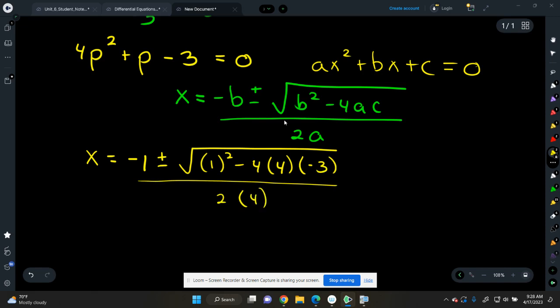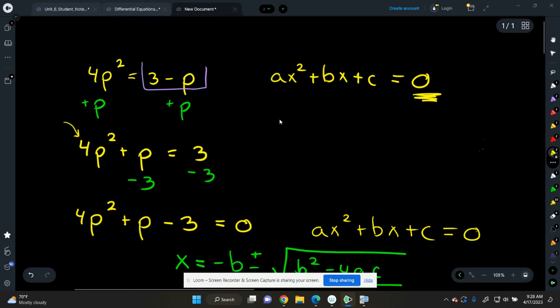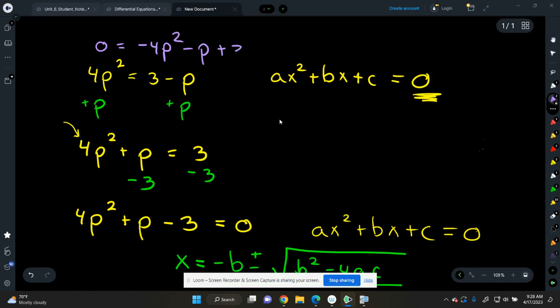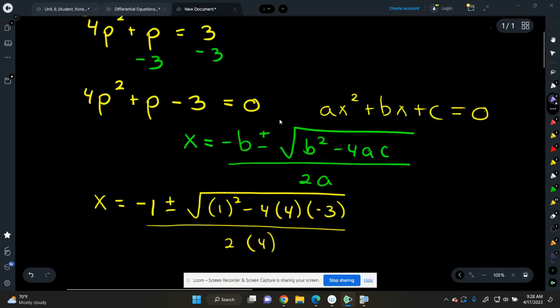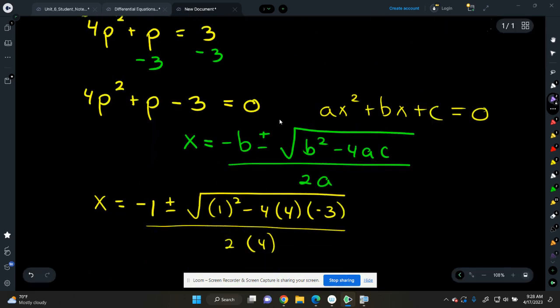If you solve this problem in the beginning by moving the 4p over instead, that's okay. When you plug it into the quadratic formula, you're going to have different signs. You're going to have a negative 4 here and so on. But it should work out the same, okay?